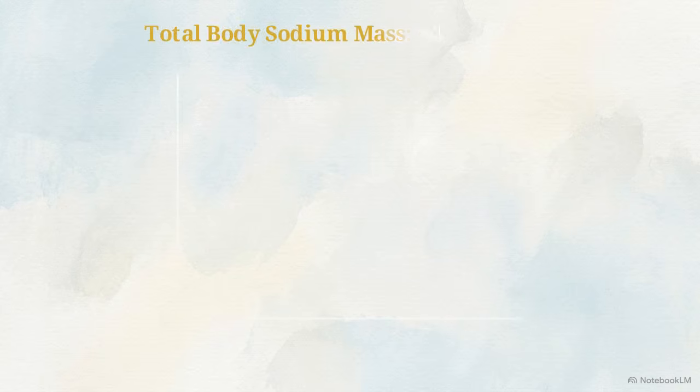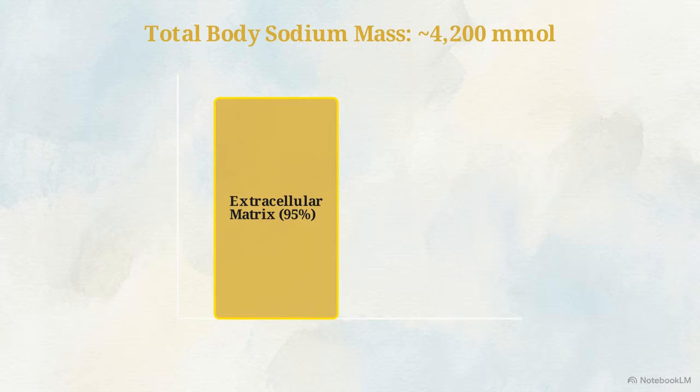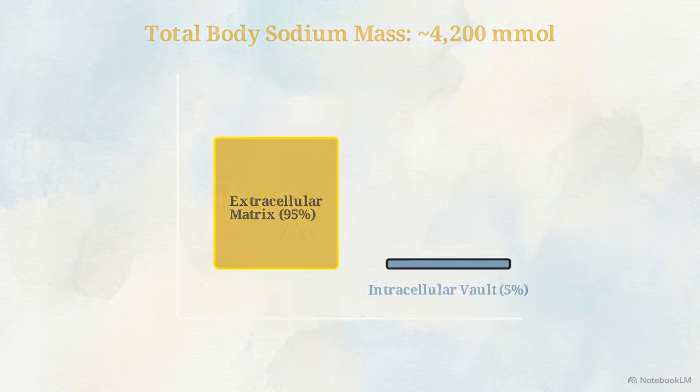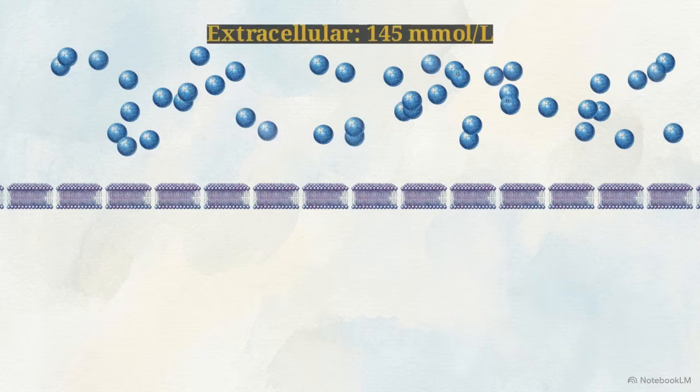This volumetric bar chart illustrates the exact distribution of the body's total sodium mass. A quantified 95% of the functional sodium is sequestered in the extracellular matrix and the intravascular blood plasma, leaving a tiny fraction inside the cells. As we shift to this cellular cross-section, the contrast is stark. The extracellular fluid is packed with sodium at a concentration of up to 145 millimoles per liter, while the intracellular cytoplasm remains a near desert at roughly 10 millimoles per liter.